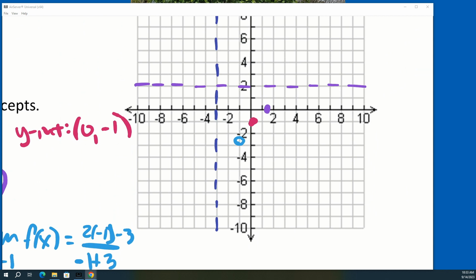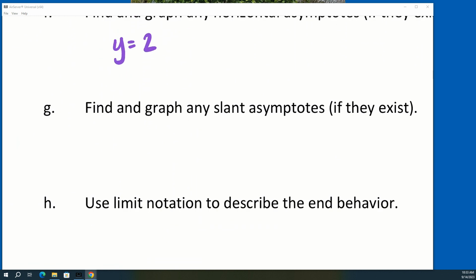All right, now G asked about slant asymptotes, which is what we're learning today. And I'm going to give you a little sneak peek: if there is a horizontal asymptote, there is not going to be a slant asymptote. So we're just going to say none. And we'll learn about the reasons why in just a second.